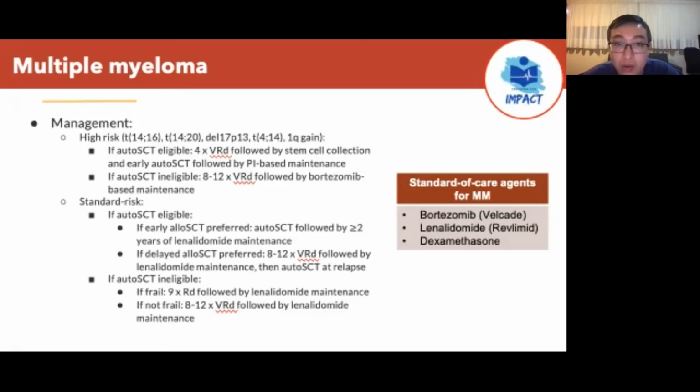And there's a whole algorithm that you can use to identify what the first line treatment for multiple myeloma is, which I won't go into. But it's good to know the three drugs, at least have heard of them, and know a bit about the side effects as well. And when we say VRD, V stands for Velcade, which is bortezomib, R stands for Revlimid, which is lenalidomide, and D stands for dexamethasone. So VRD, which is what the patient is on, is bortezomib, lenalidomide, and dexamethasone.